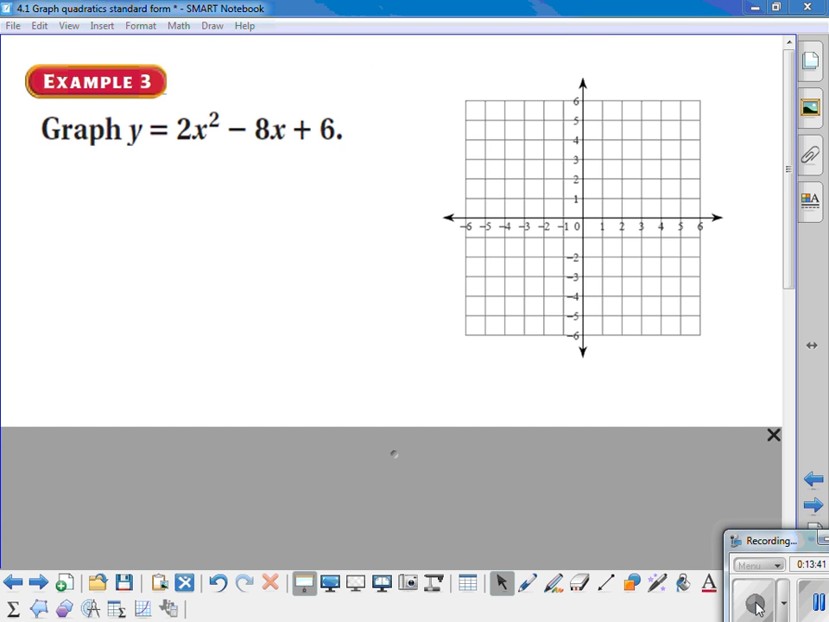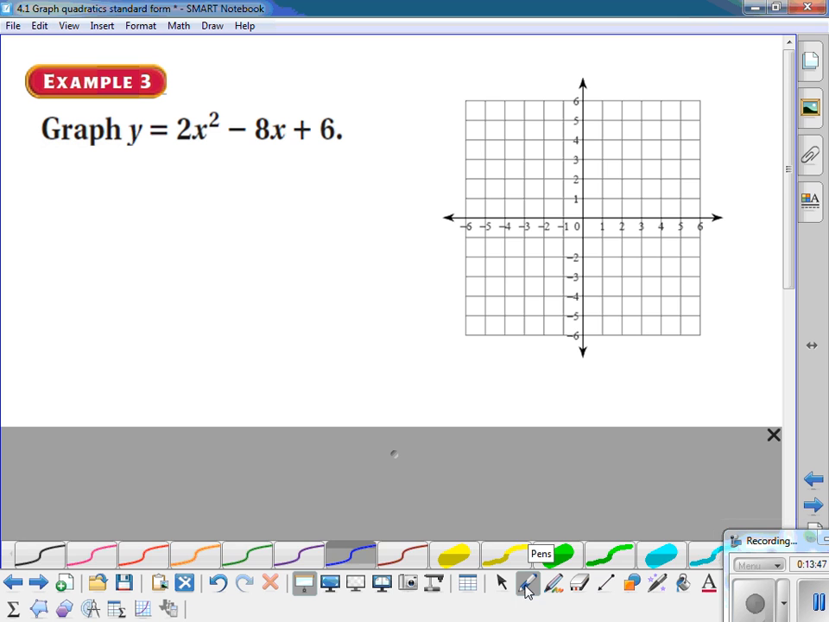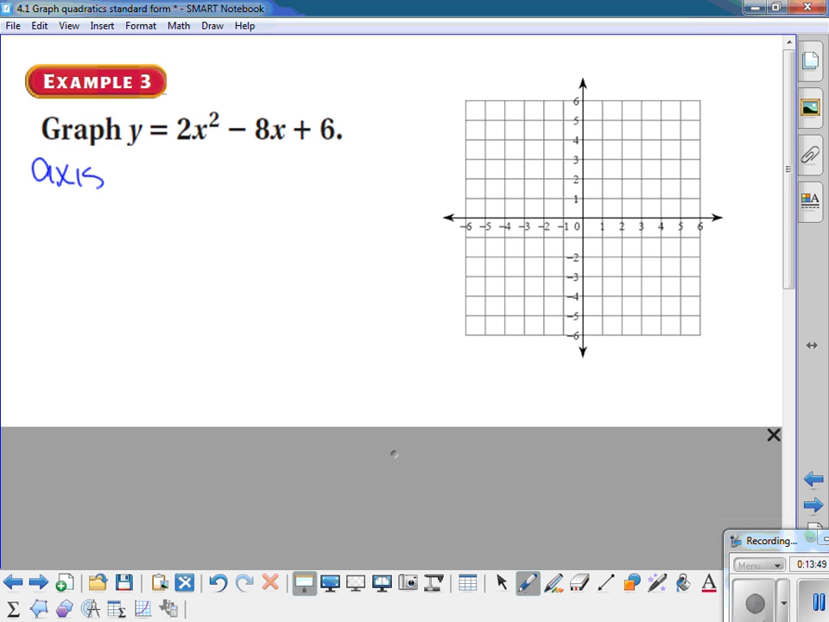All right, so now I'm going to graph y equals 2x squared minus 8x plus 6. The first thing I want to do is find the axis of symmetry. So x equals negative b over 2a. Negative of negative 8 over 2 times 2, I get 8 over 4, so it equals 2. So x equals 2, that vertical line at 2, is my axis of symmetry.